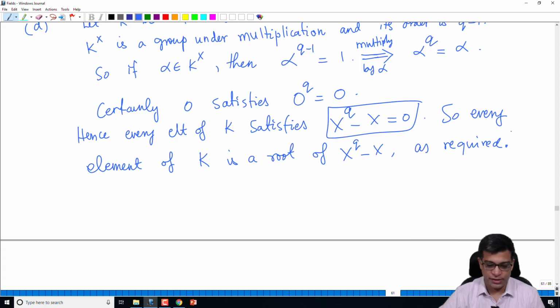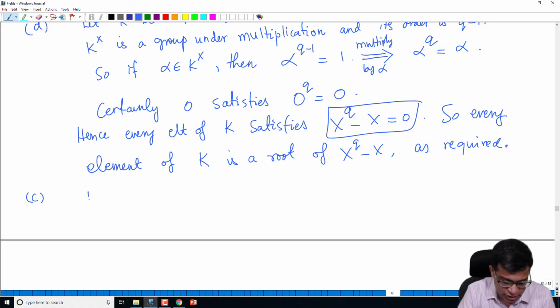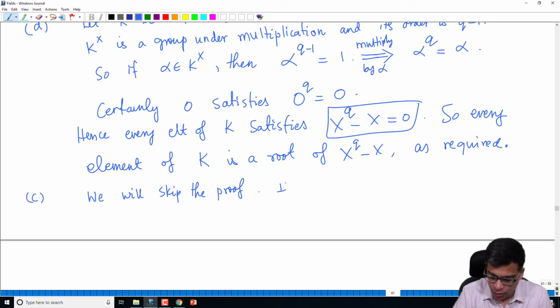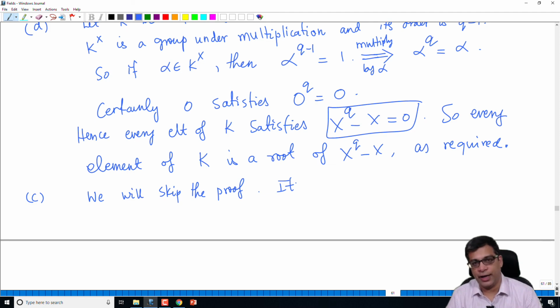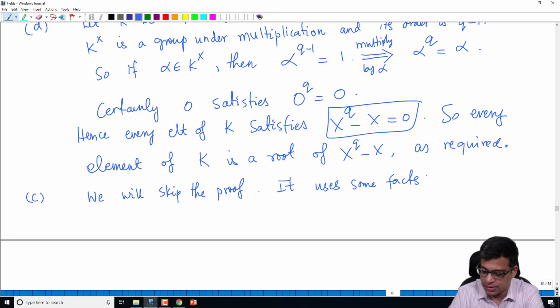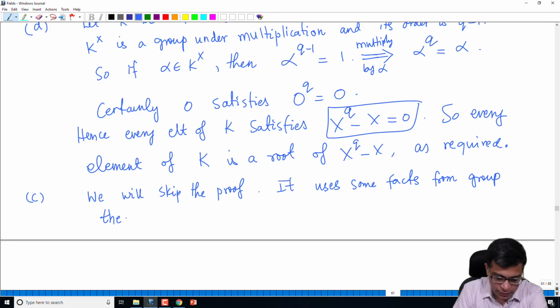What I am going to do now is C. In fact, I will not prove C, so we will skip the proof of C. C says that the non-zero elements of K, which form a multiplicative group of order Q minus 1, in fact form a cyclic group. This is an important statement that we will use later, but we will skip the proof. This is really a group theory statement, and it uses some facts from group theory.